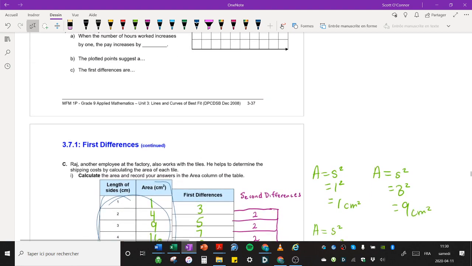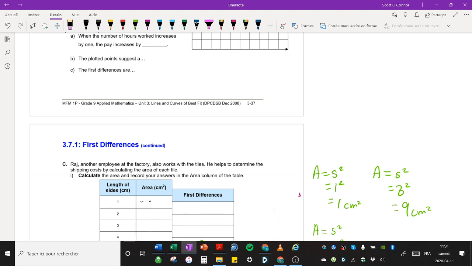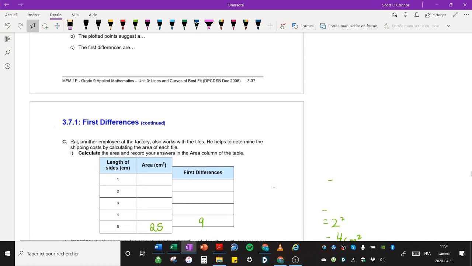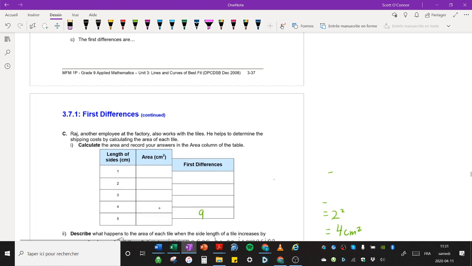And then let's do this one together real quick. Should have erased it beforehand, but it's okay, I'll do so now, and we can discuss it. So if you look at this table of values, or first let's read the word problem. It says Raj, another employee at the factory, also works with the tiles. He helps to determine the shipping costs by calculating the area of each tile. And so now we're going to complete this table of values. So if you look here, we have the length of sides and we have the area.